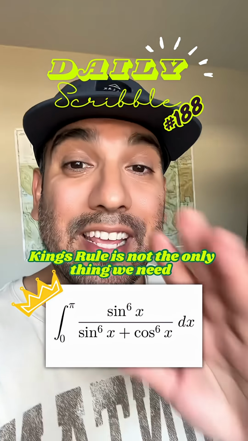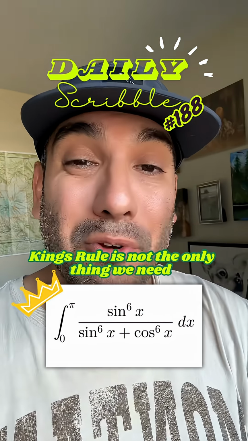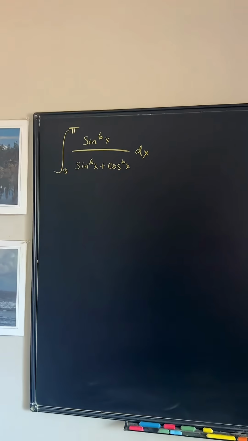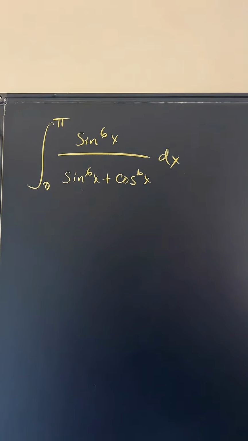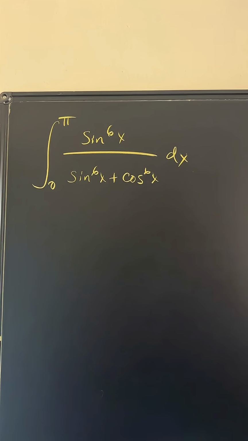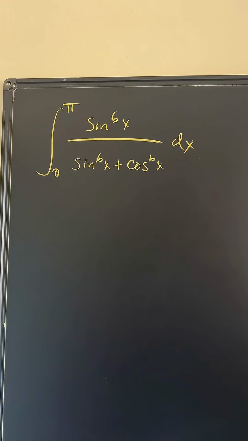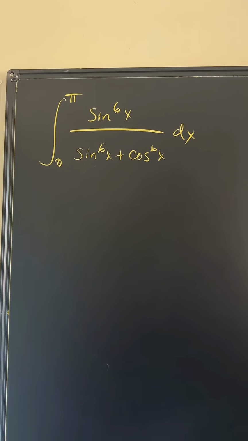In this episode of Daily Scribbles, I'm going to make you think that King's rule is the only way to go with this particular integral, and that's not going to be the case. So here we have the integral from 0 to pi of sine to the power of 6 over sine to the power of 6 plus cosine to the power of 6 with respect to x. And as I mentioned, you're going to try to use King's rule, and you're going to see that it's not going to work. Let me go ahead and show you.